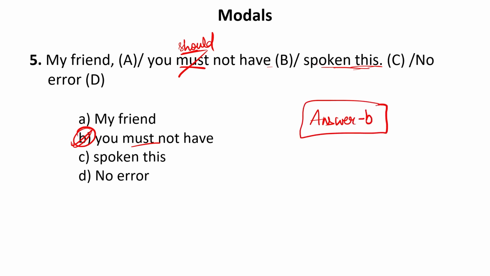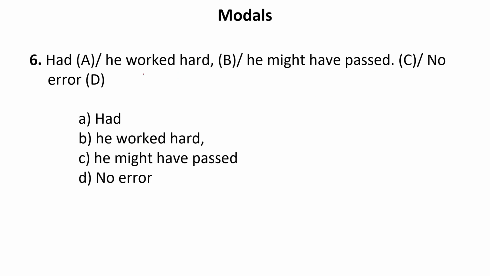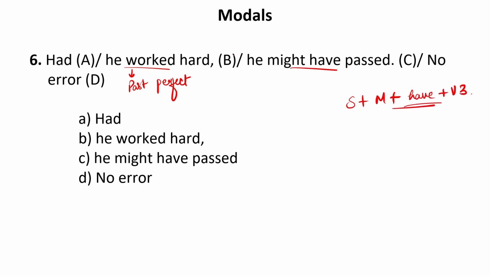Now let us move to the next one. Sixth sentence. Had he worked hard, he might have passed. Now in this sentence we can see, had he worked hard. This shows past perfect tense. Whenever we write past perfect tense over here it is written subject plus modal plus have plus verb third form. But here it is written he might have passed.